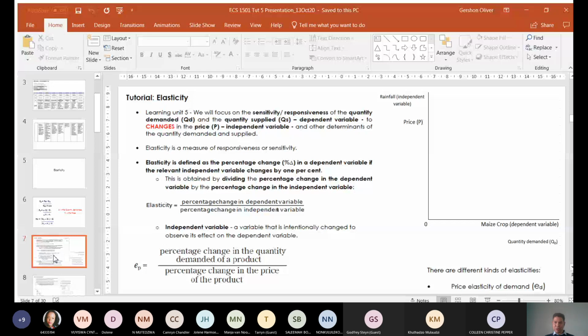This is obtained by dividing the percentage change in the dependent variable by the percentage change in the independent variable. Let's use this graph on the right-hand side as an example. We've got rainfall as your independent variable. Rainfall is going to change. Maize crop is your dependent variable. With that 1% change in your rainfall, that is going to determine the size of the maize crop. Similarly, a change in the price is going to determine what happens to your quantity demanded. That's all I want you to take away in terms of price elasticity of demand.